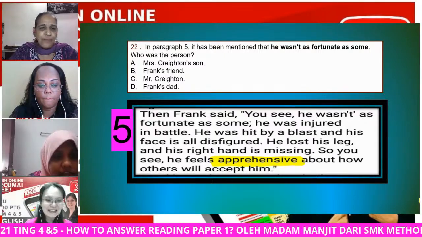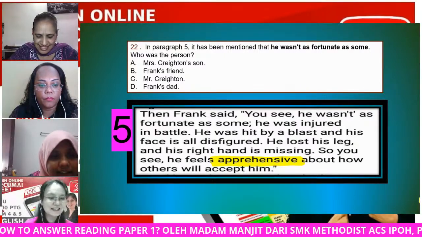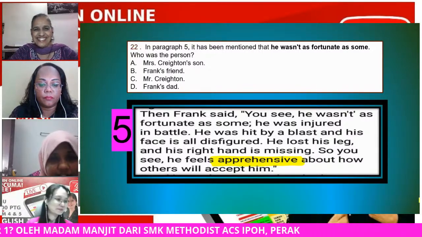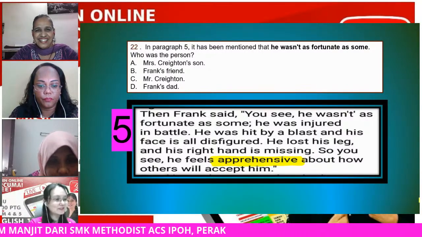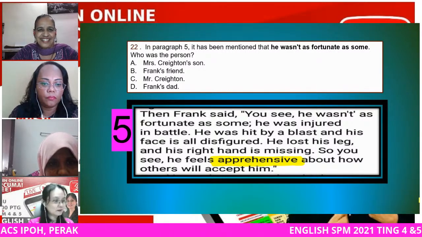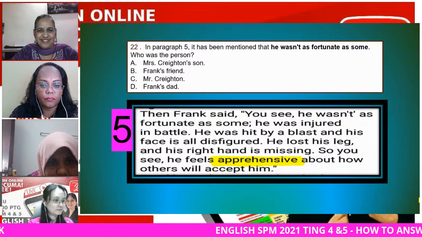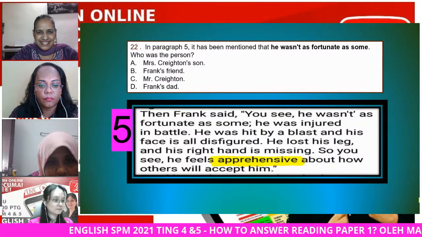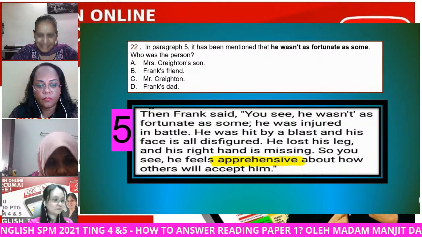Okay. Cikgu Emily, can you read that? Cikgu Farida is in. Okay, Farida, can you read the text, please? Okay, the text. Then Frank said, "You see, he wasn't as fortunate as some. He was injured in battle. He was hit by a blast, and his face is all disfigured. He lost his leg, and his right hand is missing. So you see, he feels apprehensive about how others will accept him."